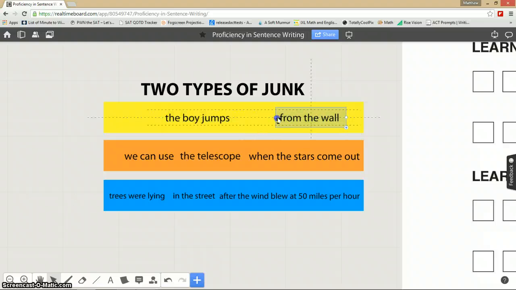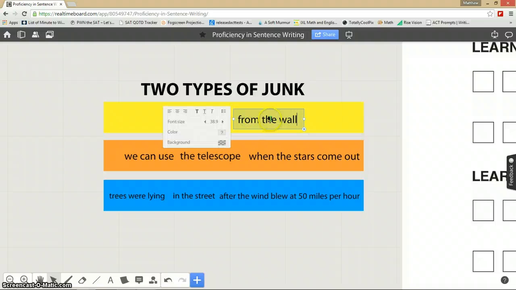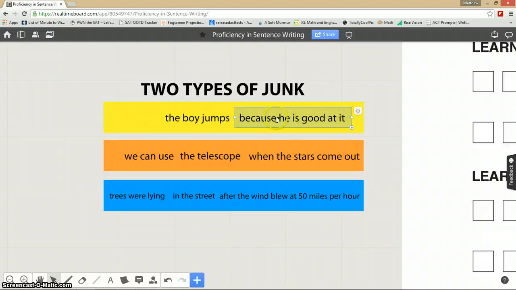So this is the junk at the end of the sentence. The boy jumps from the wall. If I change that from the wall to, the boy jumps because he is good at it. Now that's junk, but originally that junk was from the wall. Now it's because he's good at it. If you look at the junk from the wall, and get rid of the first word in the junk, from, what's left is the wall.